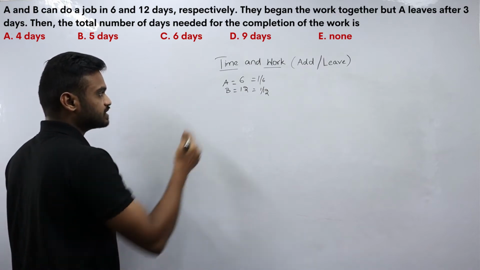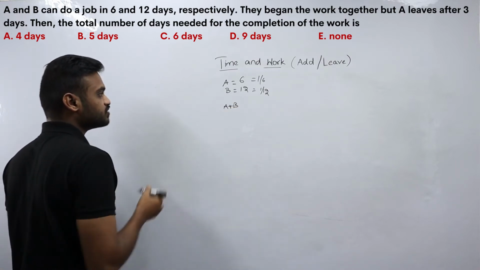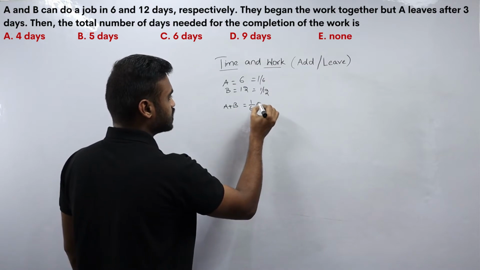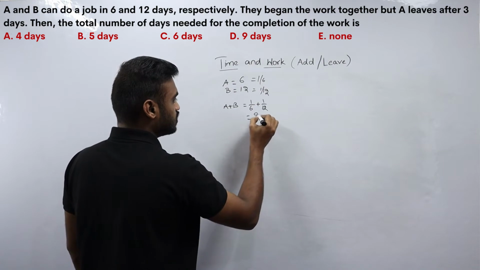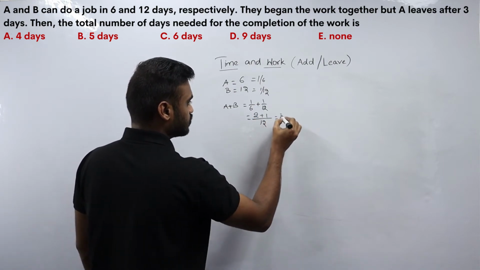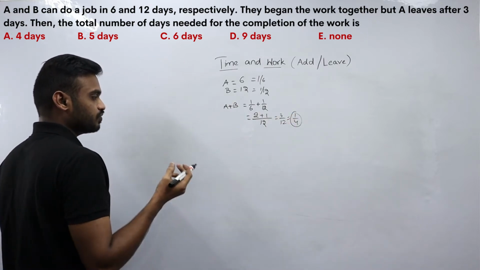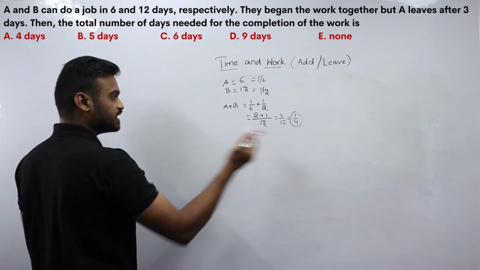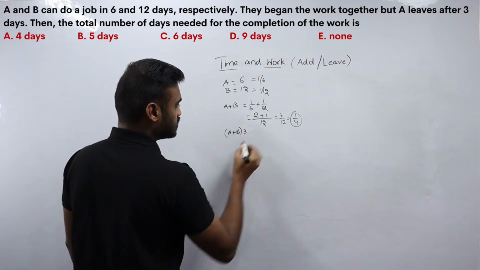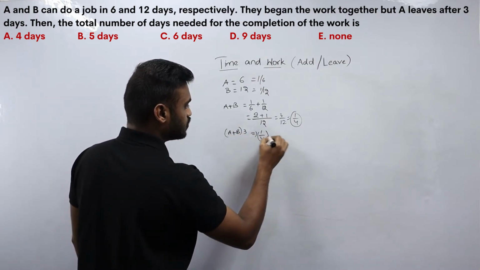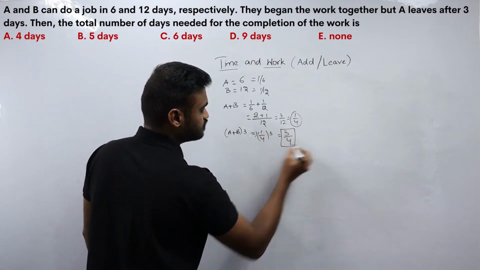Now we can write it as A and B. First we need to find A and B's 1 day's work. 1 by 6 plus 1 by 12, the LCM will be 12, so 1 by 6 into 12 is 2, plus 1 by 12 into 12 is 1, equals 3 by 12, that is 1 by 4. This is the 1 day's work of A plus B. A and B together have worked for 3 days, so 1 by 4 into 3, they have completed 3 by 4 parts of the work.